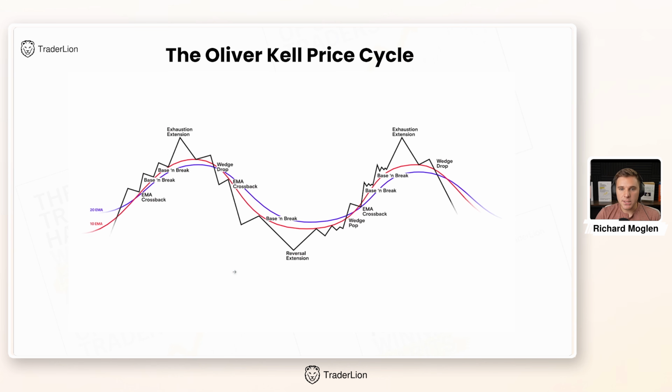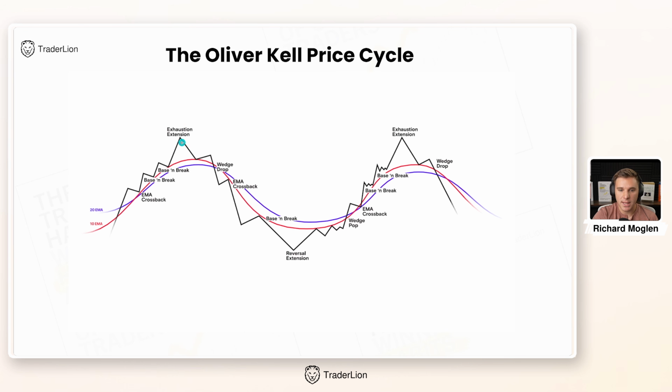All right, so this is the Oliver Kell price cycle. Oliver Kell, U.S. Investing Champion of 2020. I've learned an immense amount from Oliver. Likely many of you guys have as well. And he's got an amazing price cycle framework that really just is a great example of what we'll be talking about today. Basically, he's got the 20 EMA, 10 EMA, and this line here, of course, is the price action.